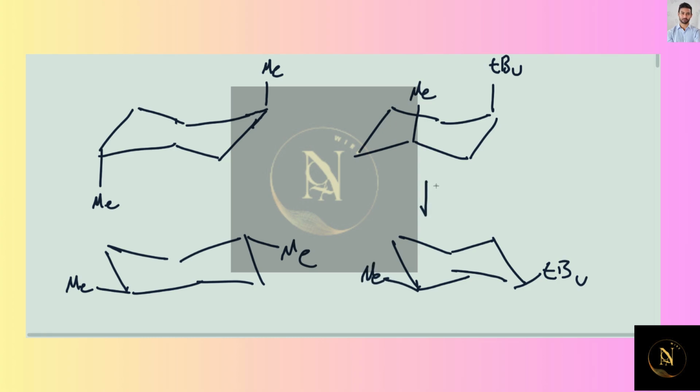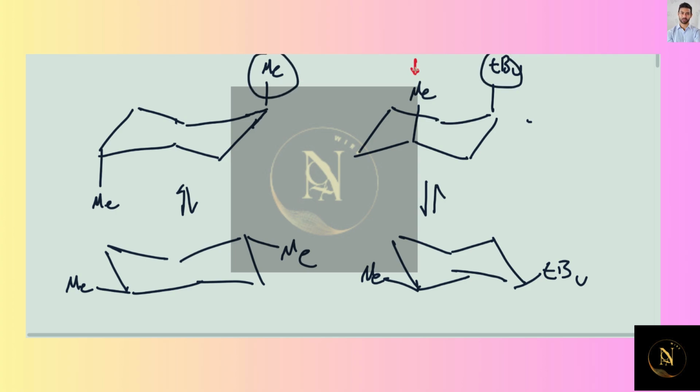So the question is, which of these will spend a greater portion of its time in the diequatorial? Which is another way of asking which has a more or a less favorable diaxial conformer, right? Which of these is less favorable compared to its equatorial counterpart? So that's really comparing methyl to tert-butyl, right?